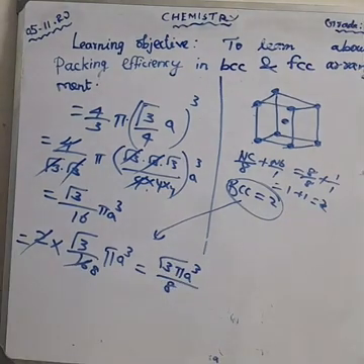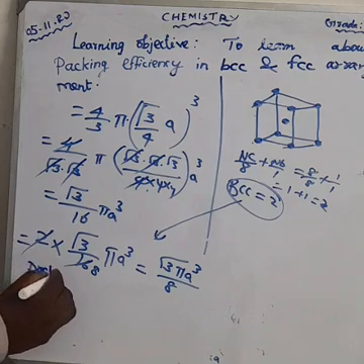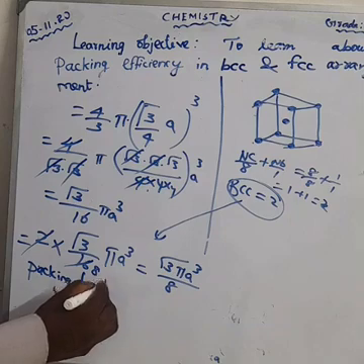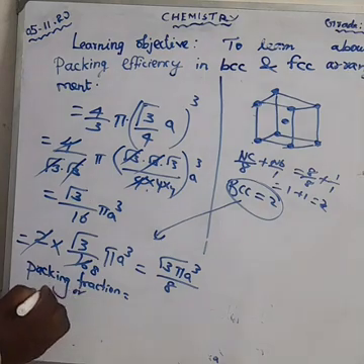Okay, and we know that the packing efficiency, that means packing fraction, one of the formulas. What is the formula for packing fraction? Already we learned that. Packing fraction is the volume occupied by spheres in the unit cell divided by the volume of the unit cell. Okay, am I right? So packing fraction, otherwise called packing efficiency.